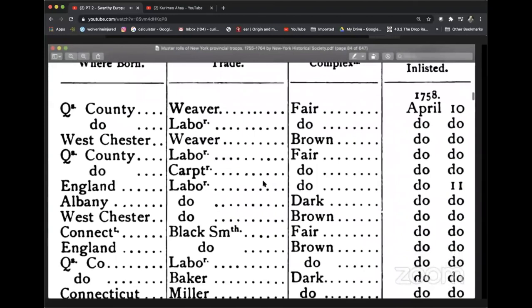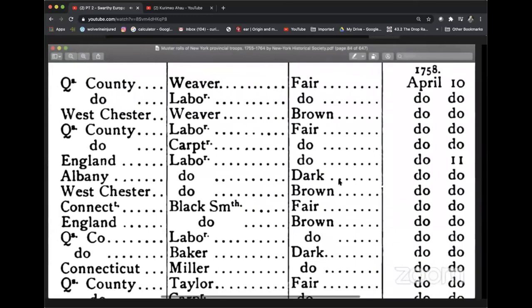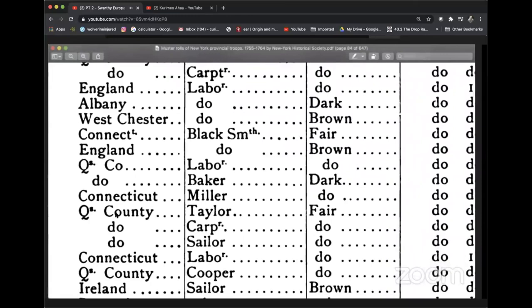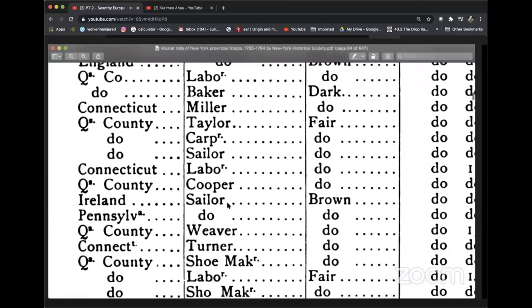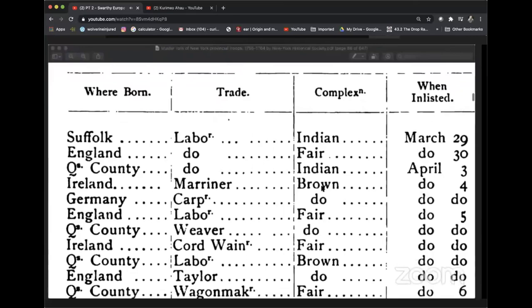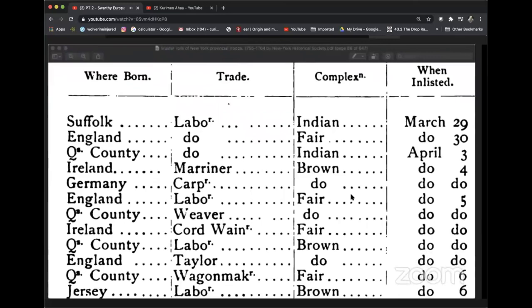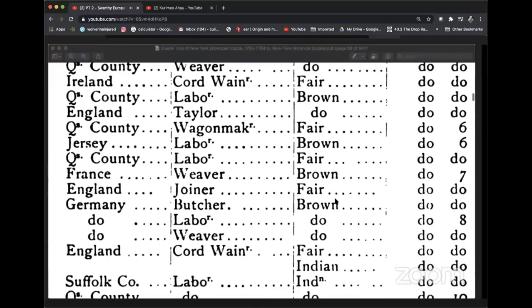So from Westchester, brown. From Albany, dark. England, brown. QS County, I don't really know what that is. We got an Ireland sailor, he's brown. I got another Indian right here, Indian, brown. An Irish mariner, brown. QA County, brown. Jersey, fair. Germany, brown, he's a busher.